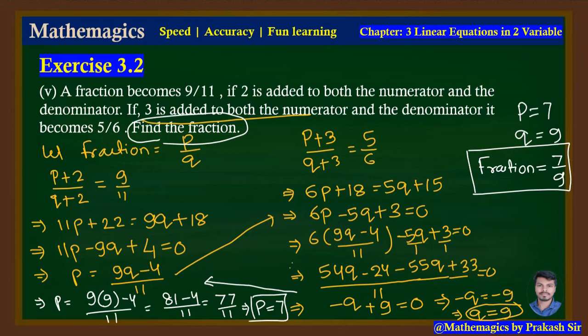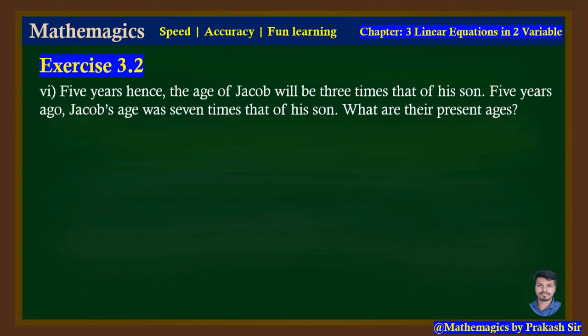Now the last question of this exercise 3.2, dear friends, is: 5 years hence the age of Jacob will be 3 times that of his son. 5 years ago, Jacob's age was 7 times that of his son. What are their present ages? Dear friends, if you read the whole question at a time, you will get a little confused. So you are advised to read only one sentence at a time.